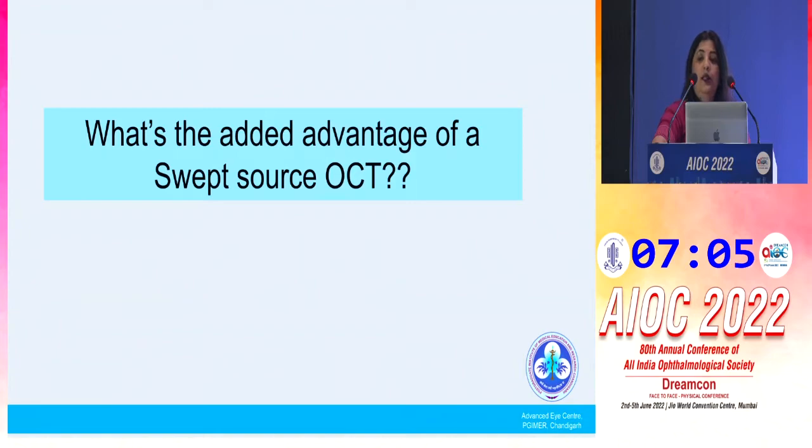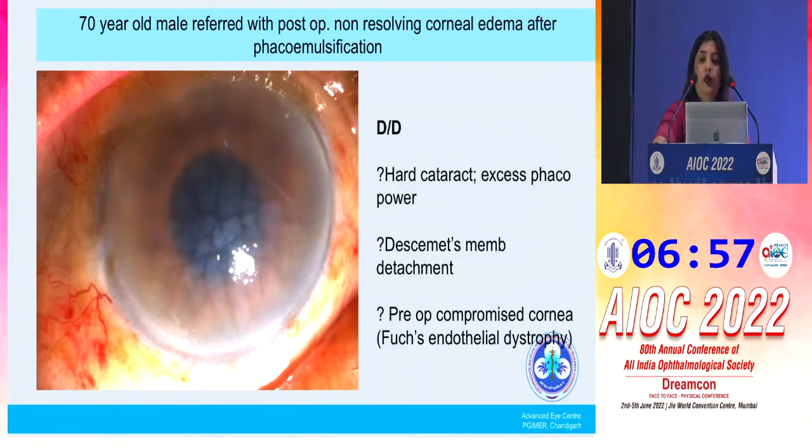So once all the other OCTs give us, the spectral domain gives us all this, what's the added advantage of a swept source OCT? I think this case beautifully illustrates this. This was a 70-year-old male who was referred with post-op non-resolving corneal edema after phacoemulsification. Now one could have different differential diagnoses, hard cataract, Descemet membrane detachment, and so the first thing one would like to do if one cannot see anything on a slit lamp is rule out a Descemet membrane detachment.